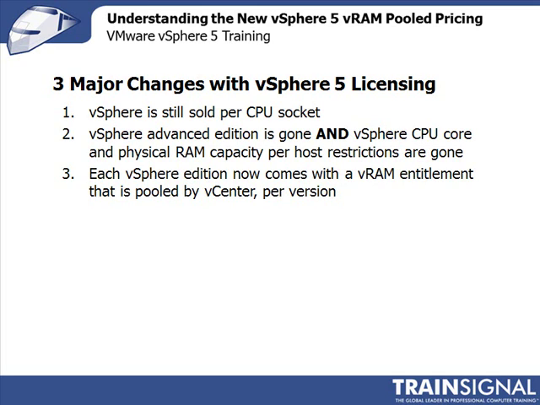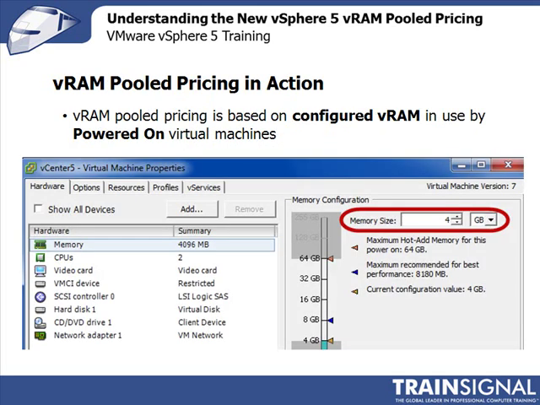Now let me offer some further clarification on what configured vRAM is. When you edit a virtual machine's properties, or you create a brand new virtual machine, for example, the virtual machine that you see here, and you configure the amount of virtual RAM for that virtual machine, the memory size is the actual configured vRAM on that virtual machine, and that's the amount of RAM that's being subtracted from the vRAM pool.